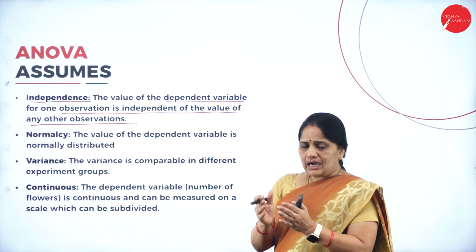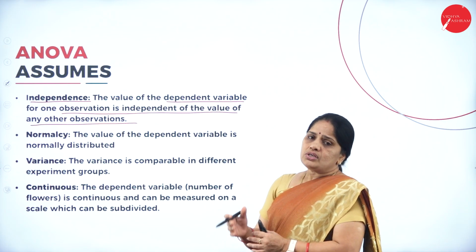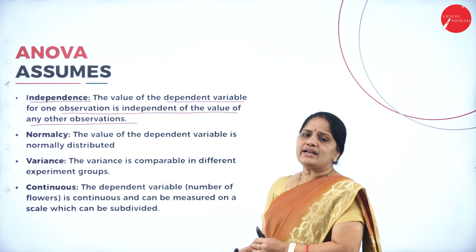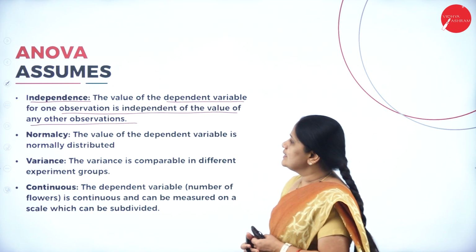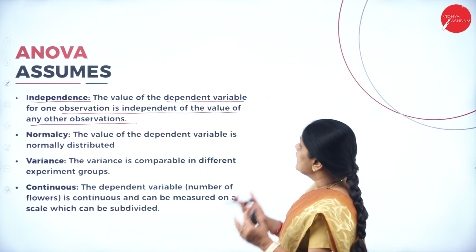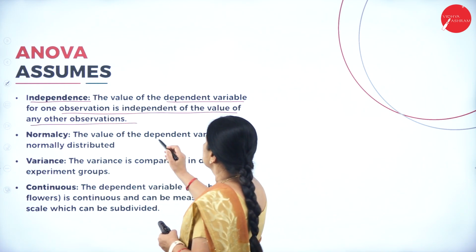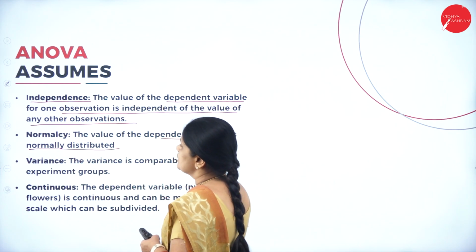So that outcome is as special as the next time you toss a coin. The next time we toss a coin, it will be an independent event itself. So both are not related. The same way here, the observations are independent of the value of any other observations. So the value of the dependent variable is normally distributed.